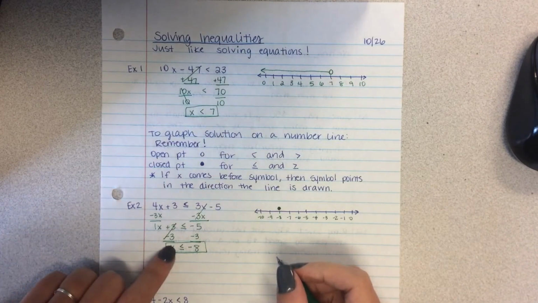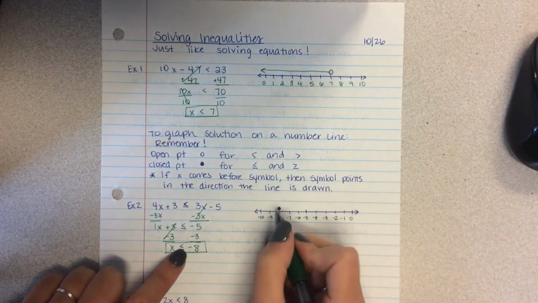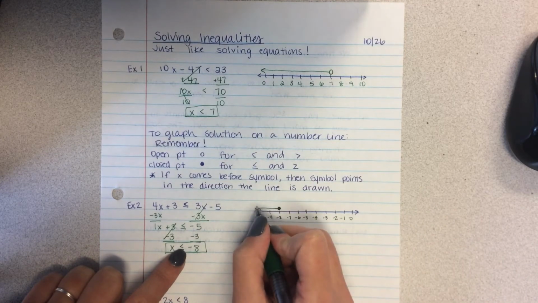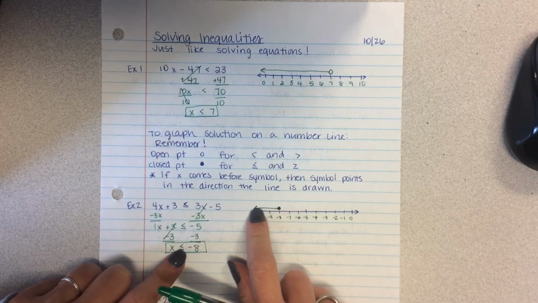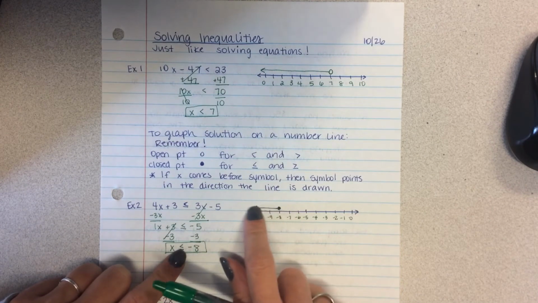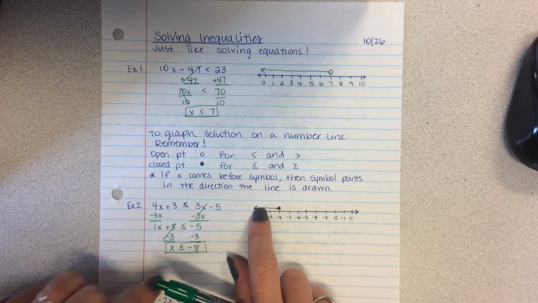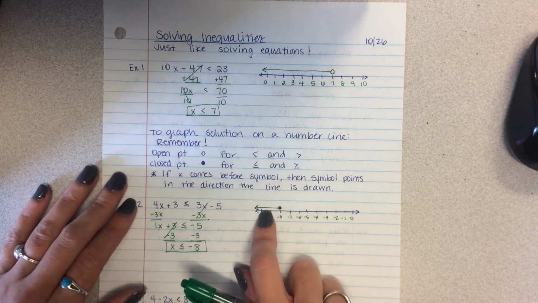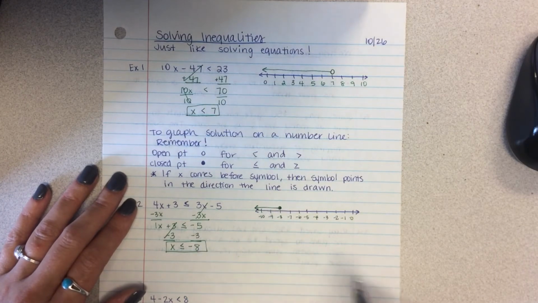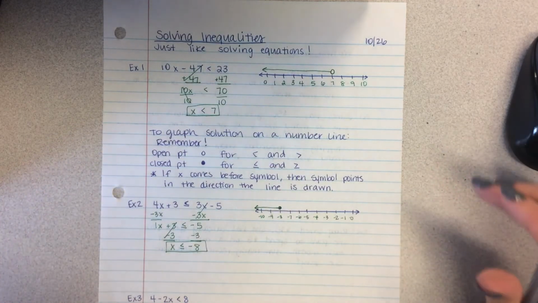And then because x comes first and my symbol's pointing to the left, that means all of my answers are to the left. I would recommend that when you guys are drawing your number lines, you put your solution just a little bit on top. It's going to make it easier for me to see where your answers belong, rather than if you're just drawing them on top of the number line all over again.